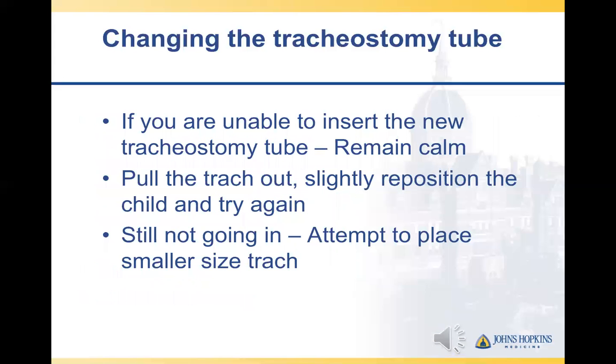If you are unable to insert the new tracheostomy tube, remain calm. Pull the tracheostomy tube out of the stoma, slightly reposition the child, and try again. If you are still unable to replace the tracheostomy tube, attempt to place the smaller size tracheostomy tube that you have had ready. If you are unable to get the smaller size tube in, assess your patient. Begin rescue breathing and CPR if needed. Call 911 and/or notify the patient's physician.